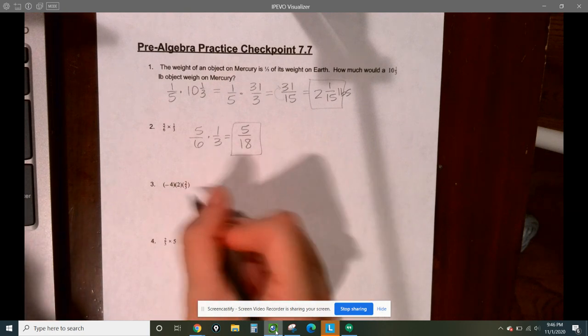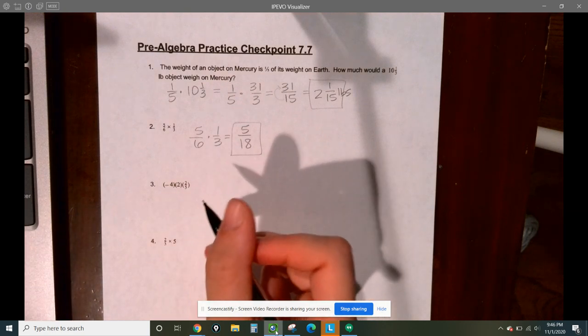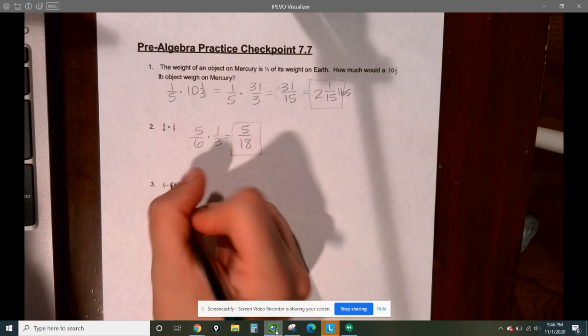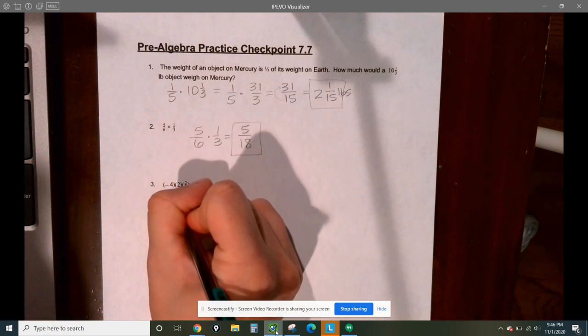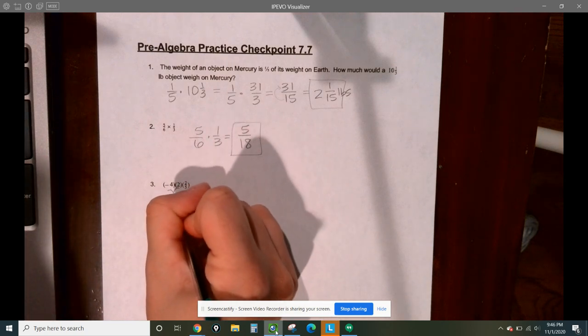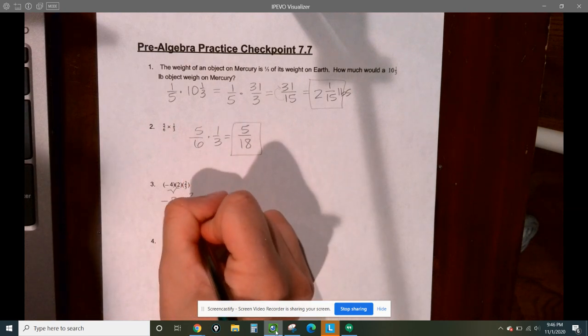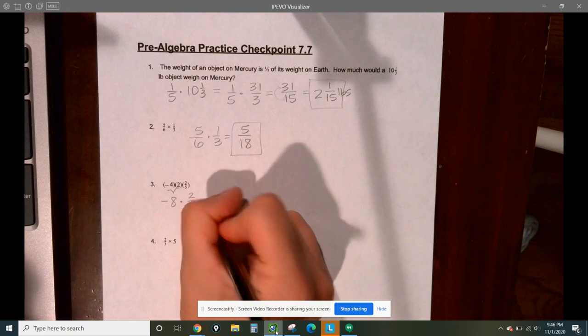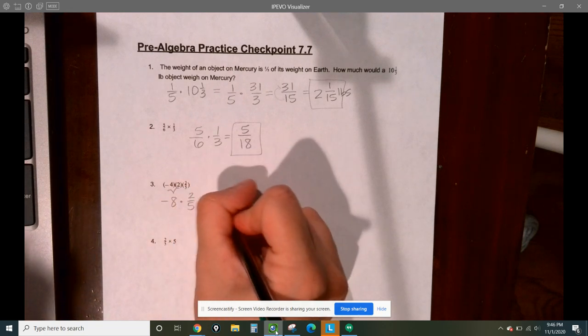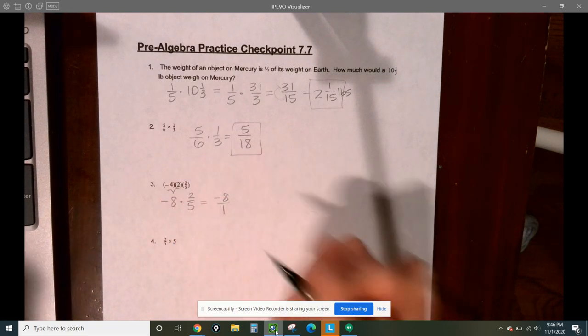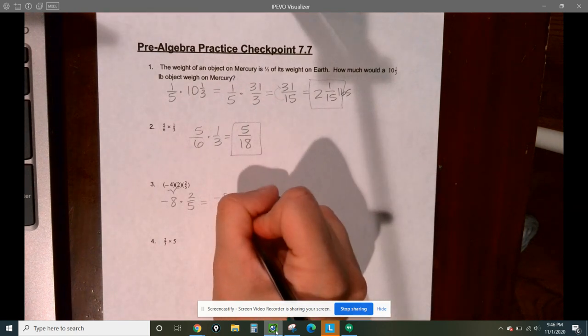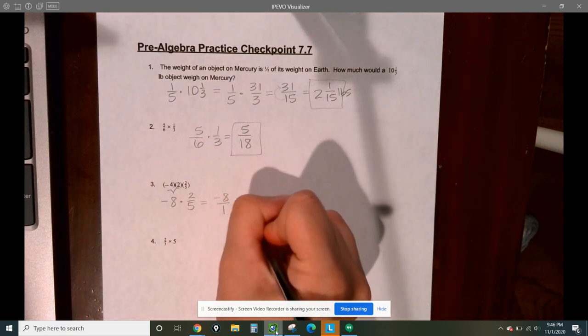Number 3, we've got 3 things being multiplied together. So when you're multiplying, you can only multiply 2 things at a time. So let's just do -4 times 2 first. Well, that's -8. We learned that back in the integer section. So -8 times 2/5. When I'm dealing with a whole number and a fraction, I want to turn that whole number, -8, into a fraction by putting it over 1. -8 over 1 times 2/5.